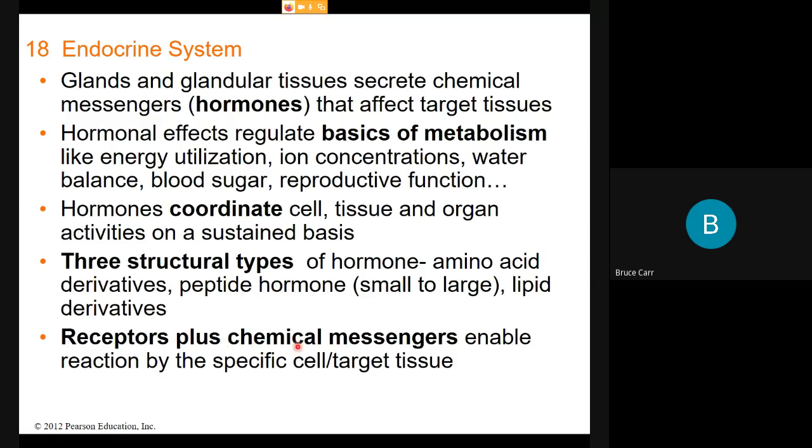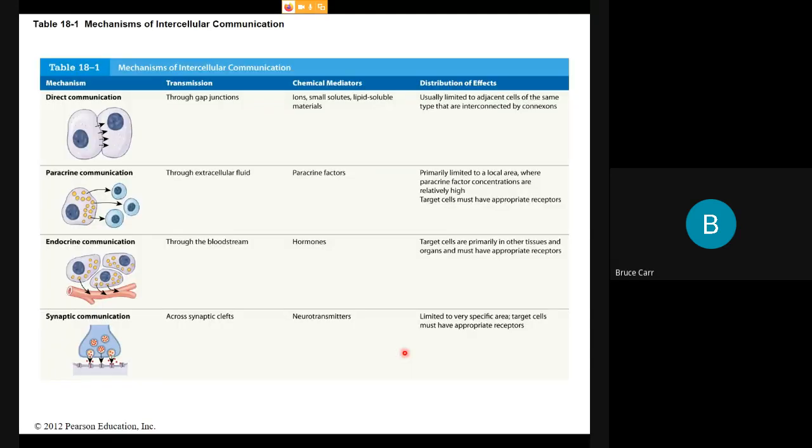Receptors, plus the chemical messengers, are what enable the signal to be delivered and that target tissue to notice and make a change in its metabolism. So let's go on and look at these basic properties. I want to make some basic distinctions here, because when we talk about communication, messages being sent between cells, there are 4 basic types shown here. Now, down at the bottom, synaptic communication is a type of chemical communication based on neurotransmitters. That's the mechanism for the nervous system.